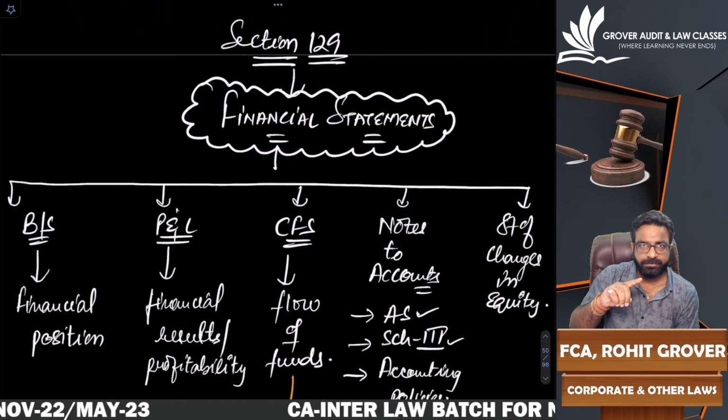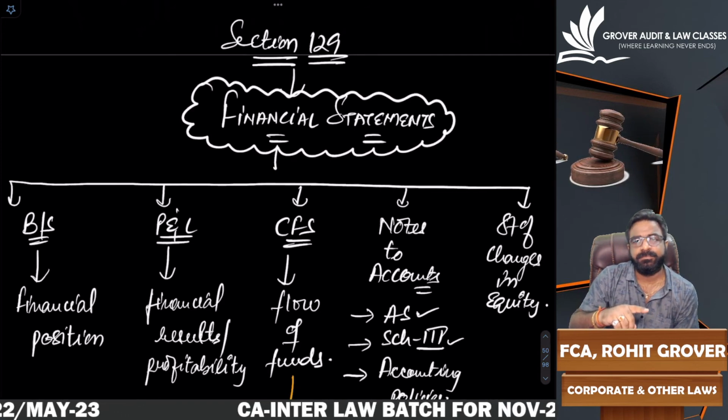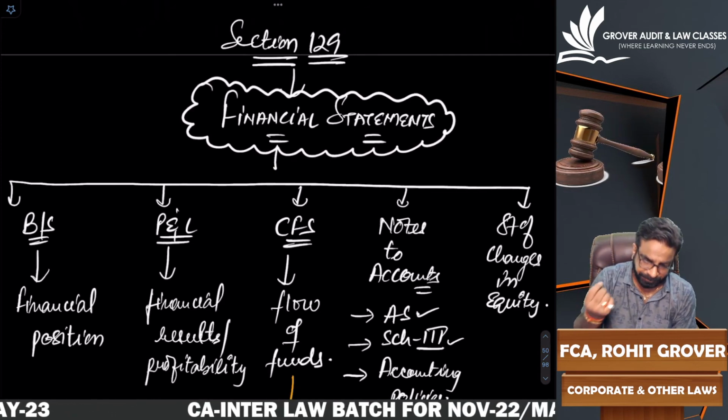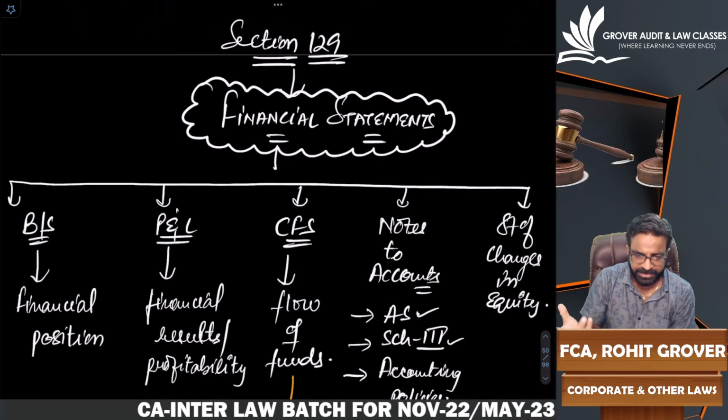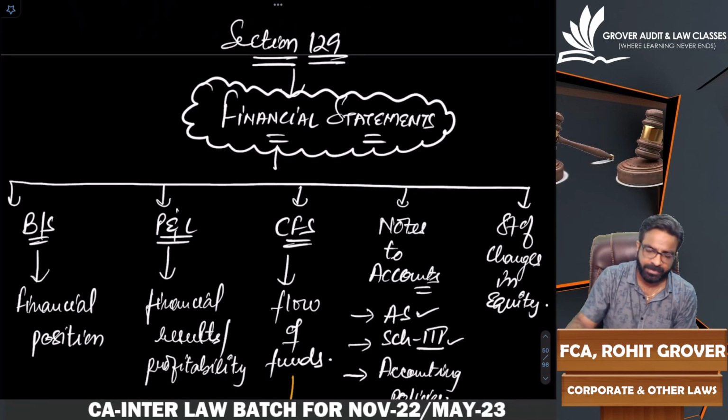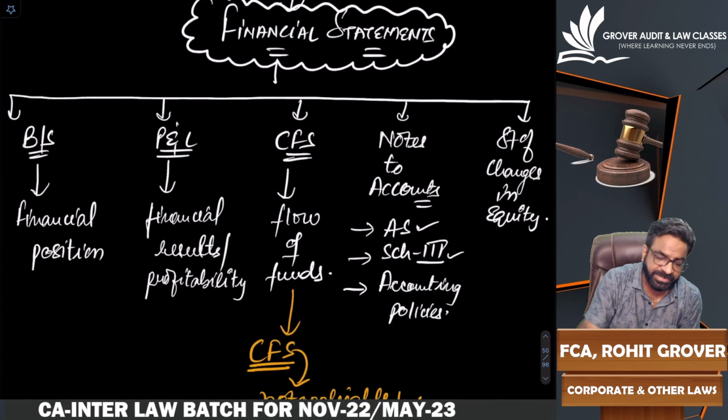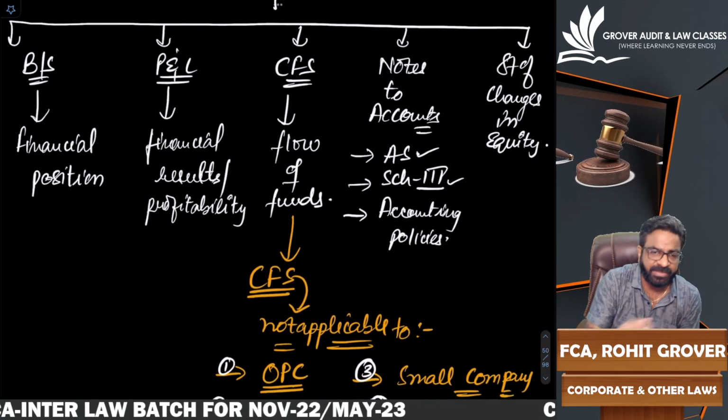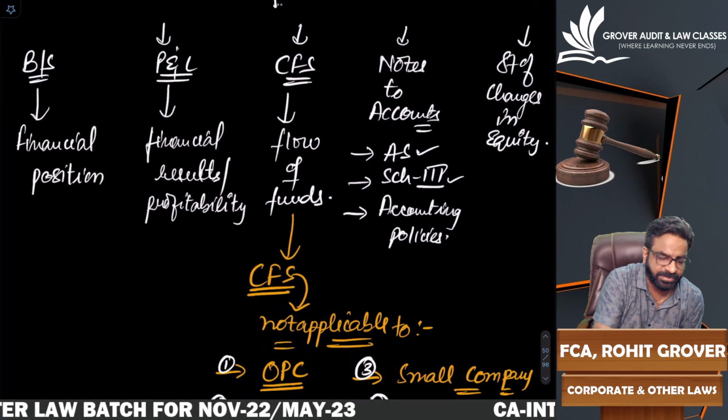Asset, liability, sale, purchase, income, expenditure, and cost records. Am I correct? Yes, sir. When the financial statements will be named, these are the five things that should come to your mind. What are the five things?